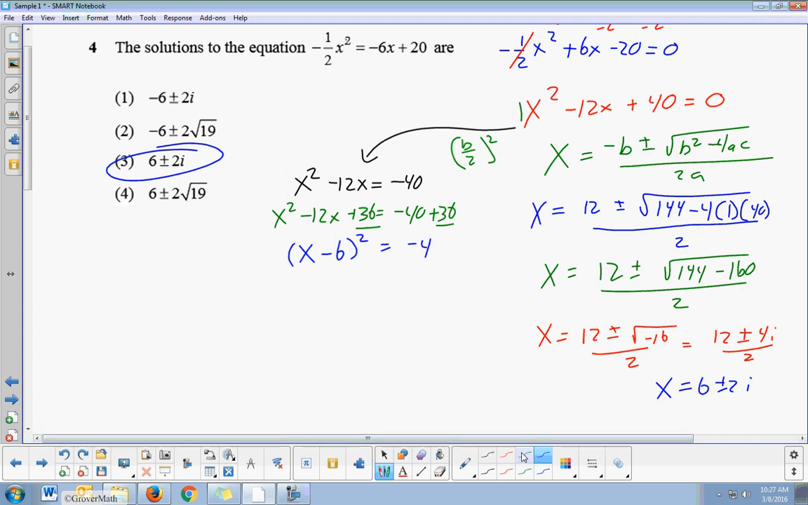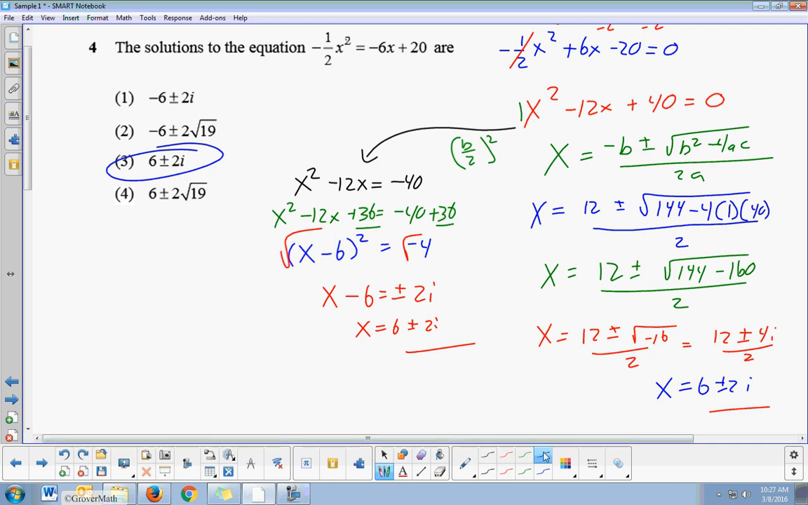And then we square root both sides. When I square root this, the squared and the square root cancel each other out, so x minus 6 equals the square root of negative 4, but we've got to remember to put a plus or minus when we square root both sides. Square root of negative 4 is 2i. Lastly, add the 6 over: 6 plus or minus 2i. So we see we do get the same answer both ways.